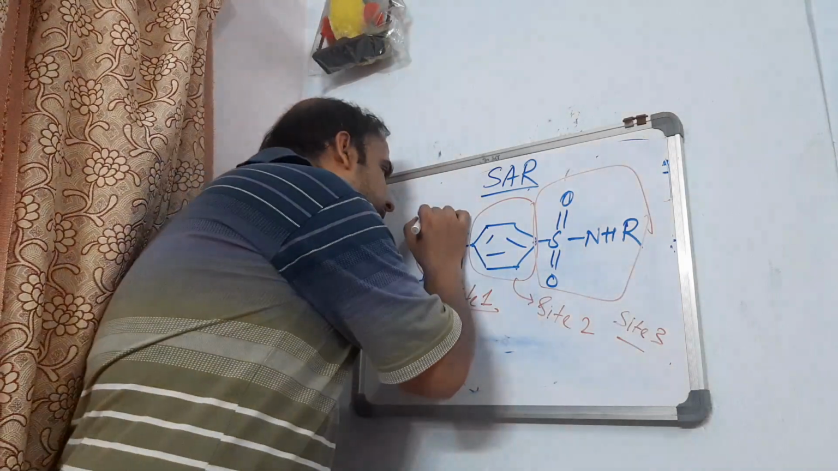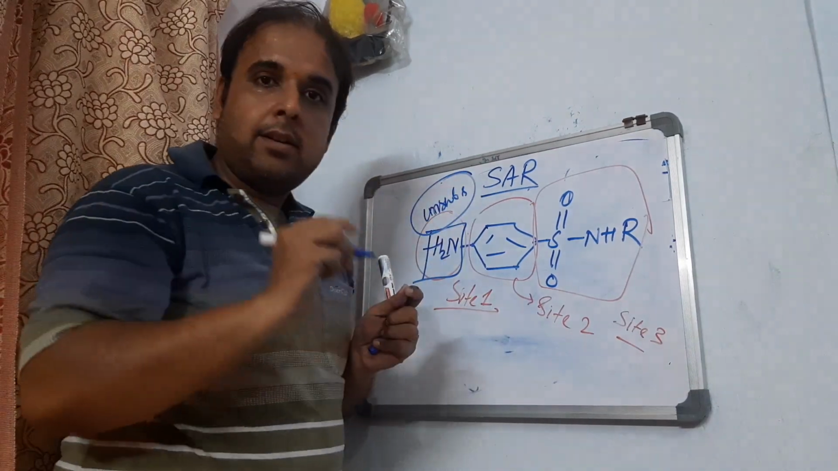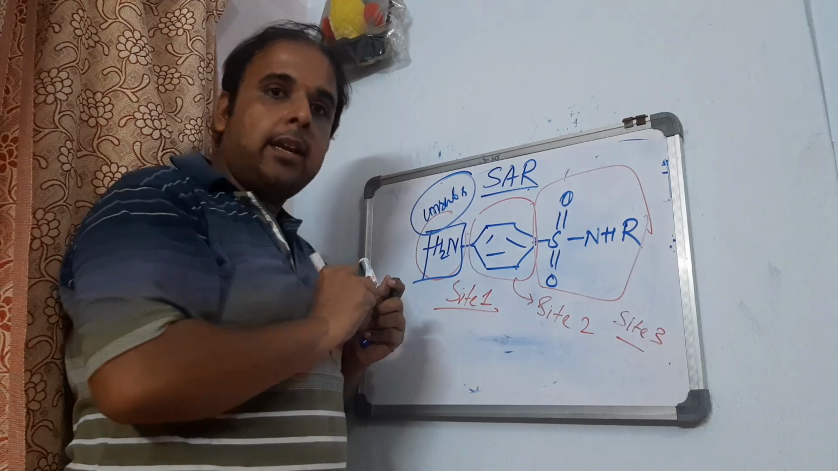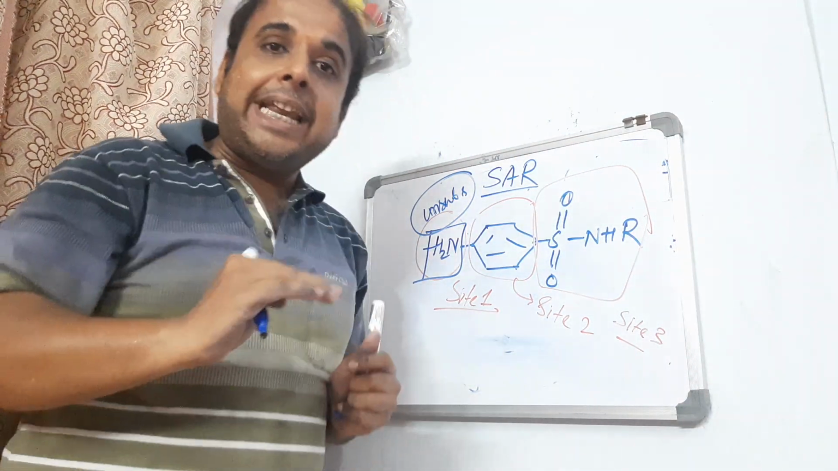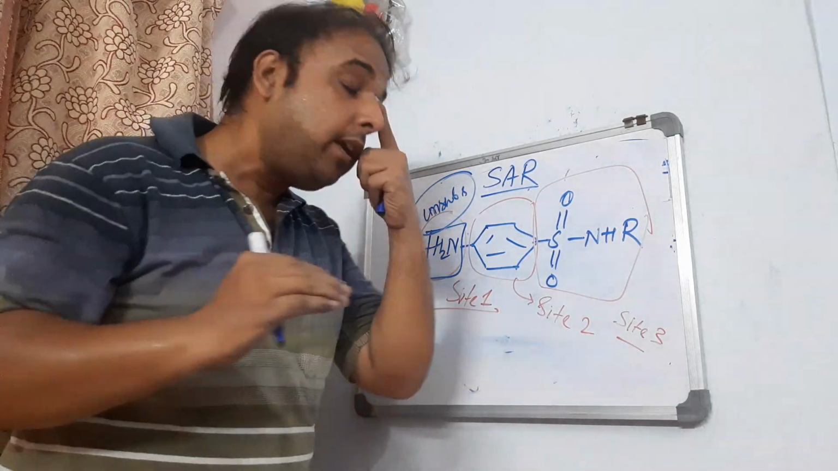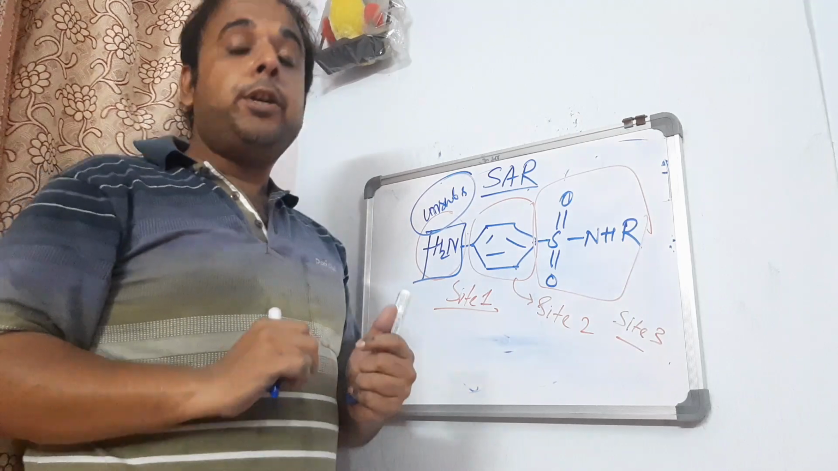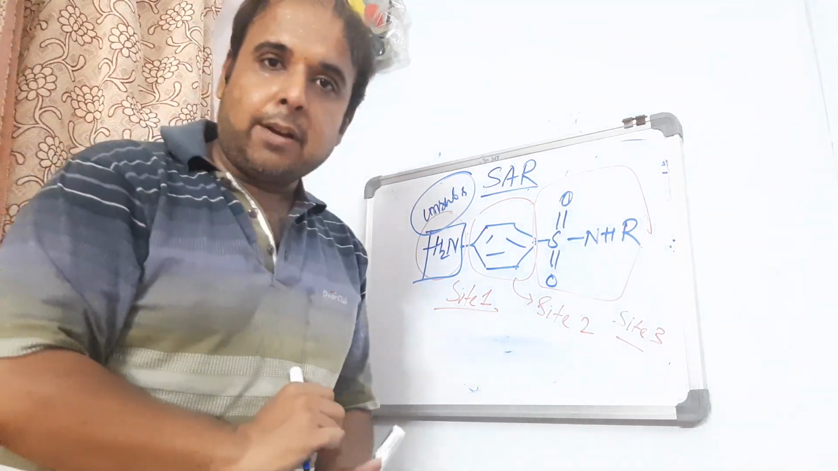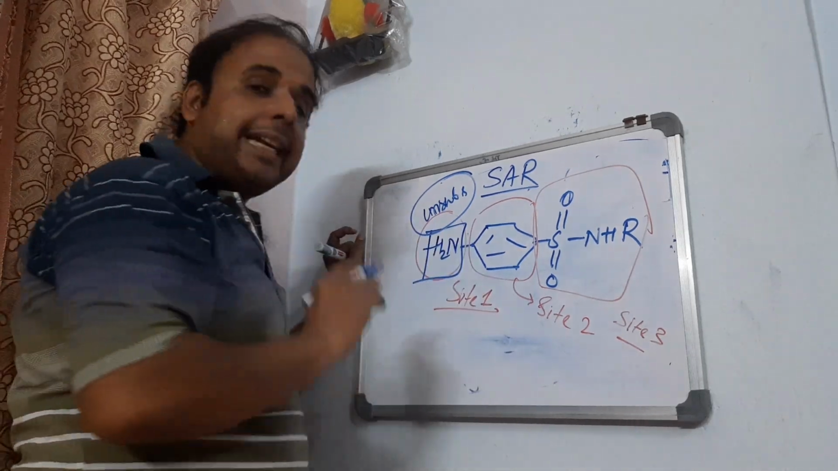That means the unsubstituted amino group linked to the aromatic ring is found to be one of the prerequisites. In order to retain the antibacterial or bacteriostatic effect, the unsubstituted amino is one of the essential criteria, what I mean to say. So the amino should be retained as such.